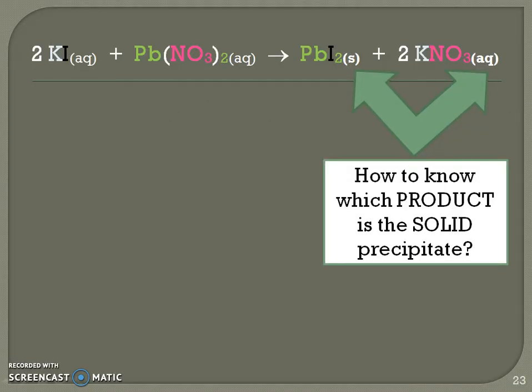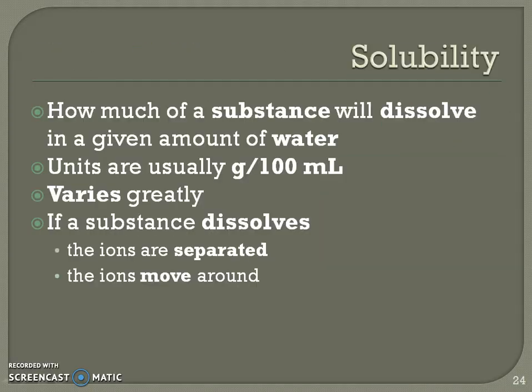So how do we know which product is the solid precipitate that formed? Well, it's based off of solubility. And solubility is how much substance we can dissolve in a certain amount of water.